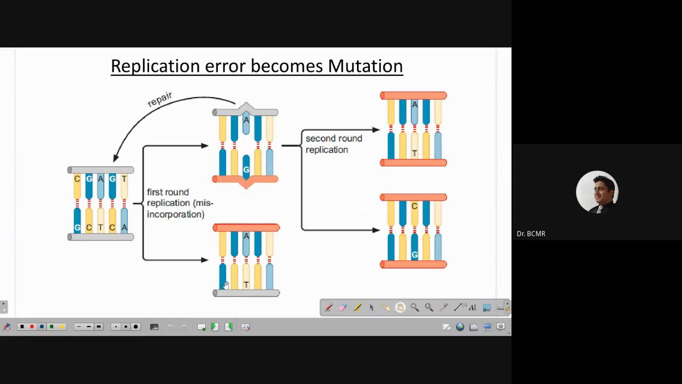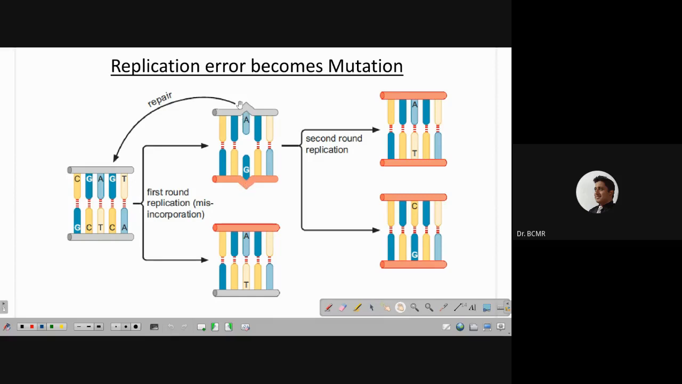So when do replication errors become mutations? As I was telling, there are also repair mechanisms, right? Here is an example to illustrate that. This is the DNA part of the chromosome, and after the first round of replication, you have a normal one, AT, but there is also a possibility that in one of these strands a mismatch has happened. So instead of AT, you have A and G. If you see whether it is a transition or transversion, T is replaced with G. T is a pyrimidine and it is replaced with a purine, so it is a transversion.